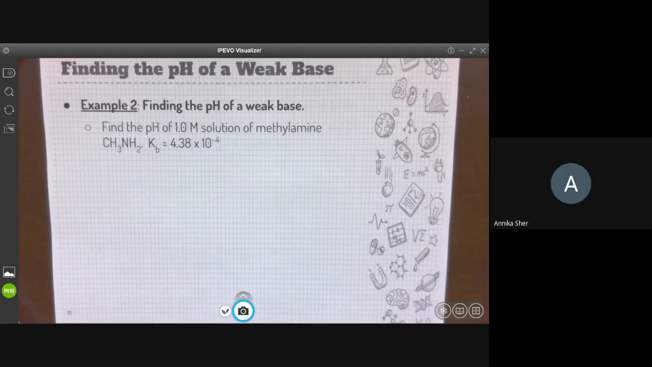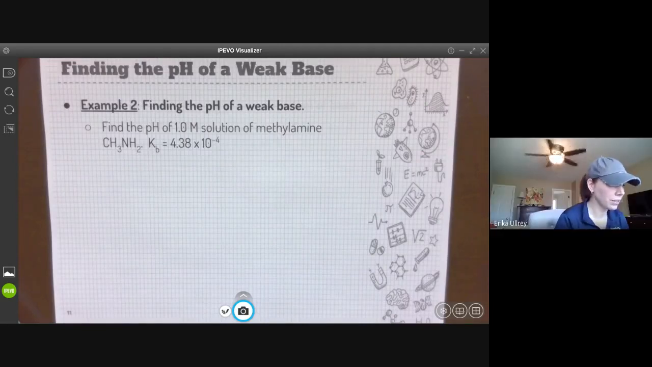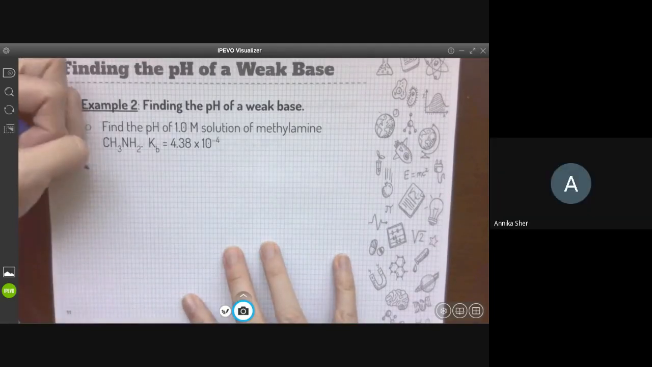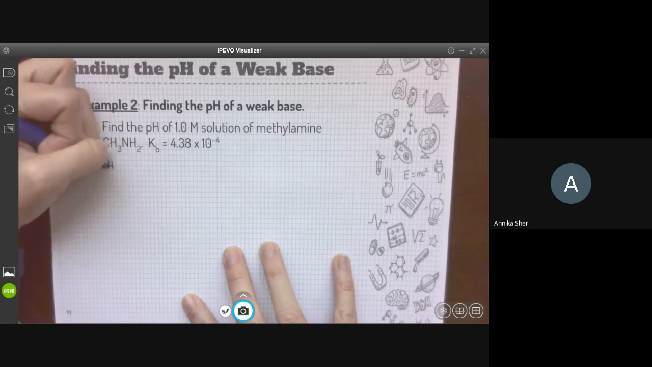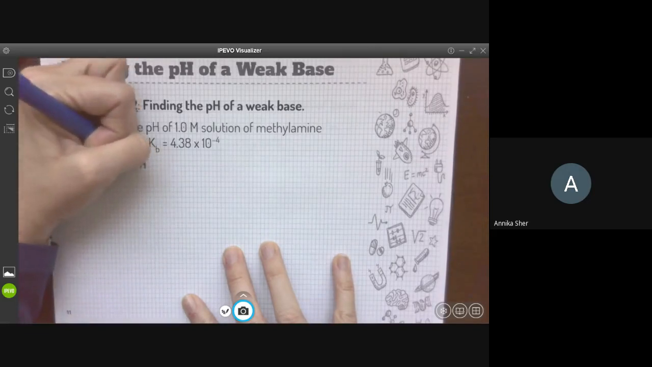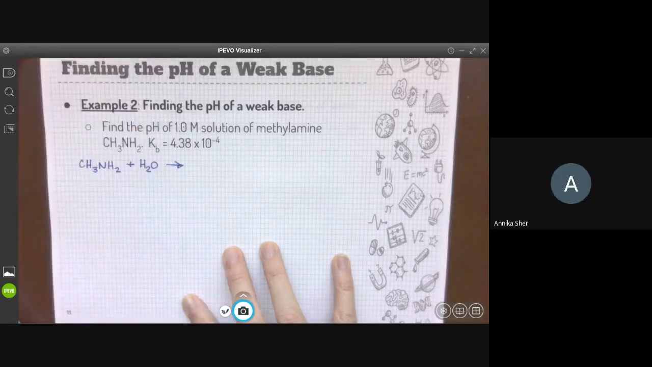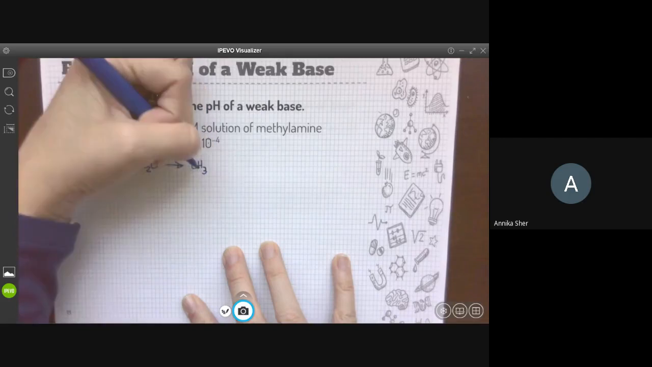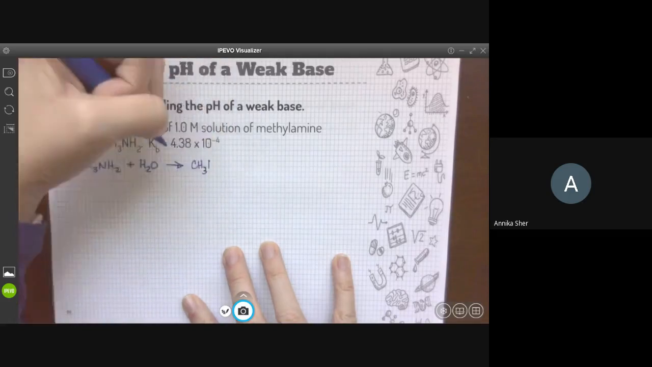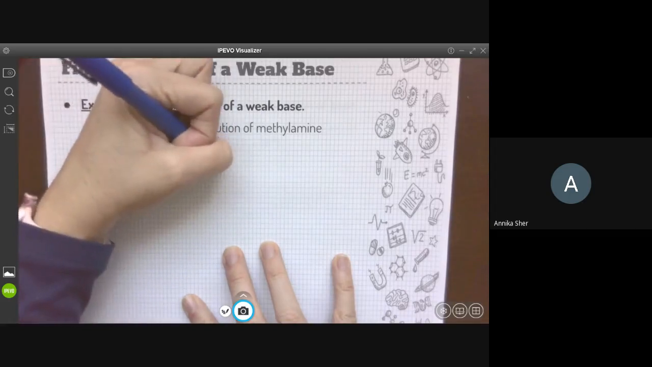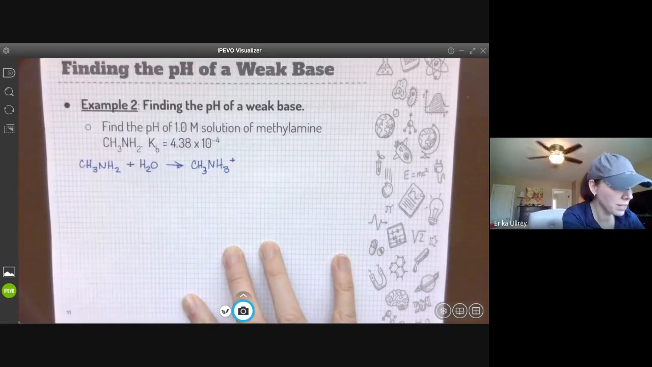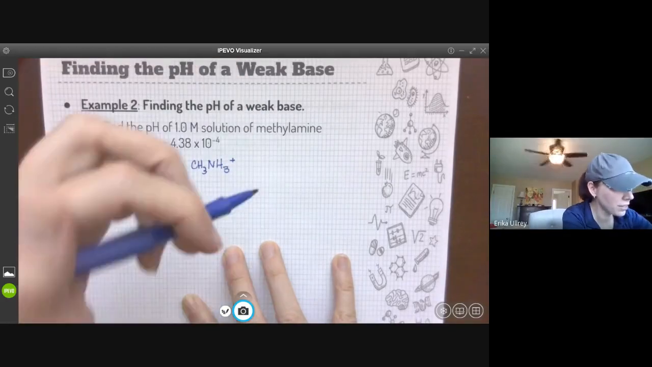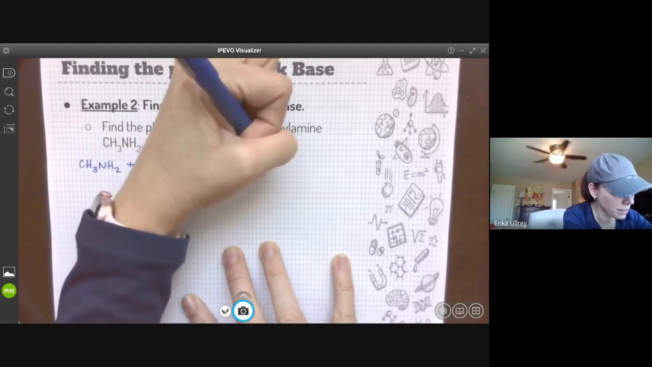Write the dissociation equation. Yep, and what's that going to look like? CH3NH2 plus H2O will turn into CH3NH3 plus OH minus. Yep, NH3, that would be positive because it would have an extra hydrogen on there. And then plus OH minus, absolutely.